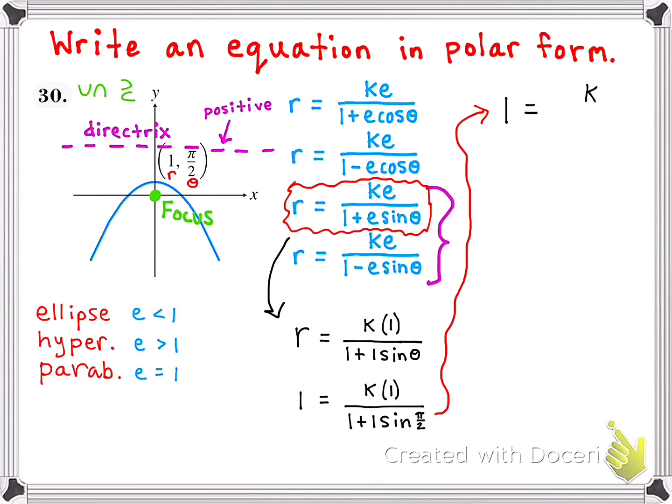Now let's take this upstairs. We get this there. Where did this 1 come from? Here, sine of pi over 2 is 1, and then 1 times 1 is 1. And so we get here that k is 2. And we also knew that the eccentricity was 1, because the eccentricity for all parabolas is 1.